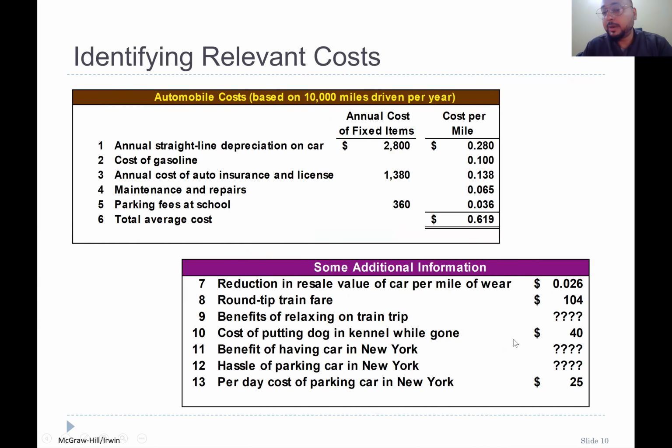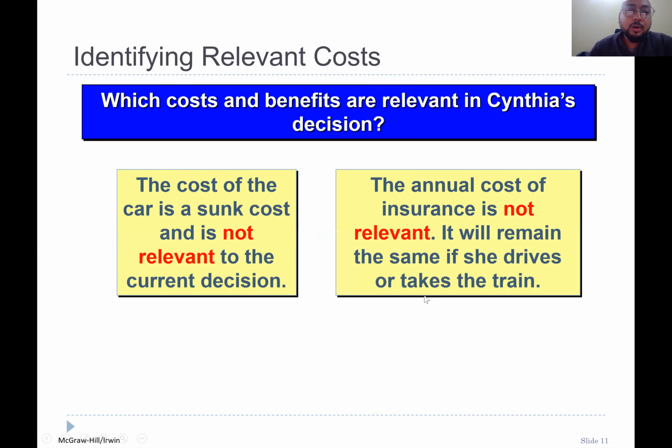So here we go. We have some additional information. We have reduction in resale value per mile. We have round trip fare of the train, $104. Benefits of relaxing on the train, we are not given in quantitative terms because this is more subjective. Cost of putting dog in kennel while gone, $40. Benefits of having car, hassle-free car parking, it's not quantitative. Per day cost of car parking, 25. So we gather some additional information as well. Which costs and benefits are relevant in Cynthia's decisions?